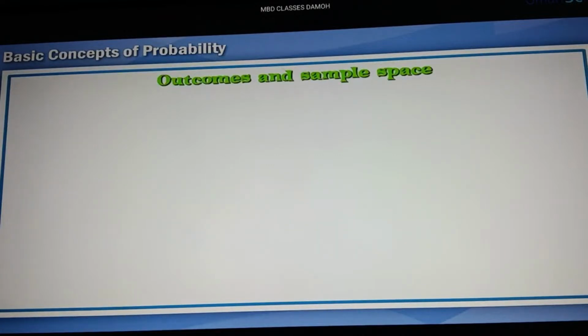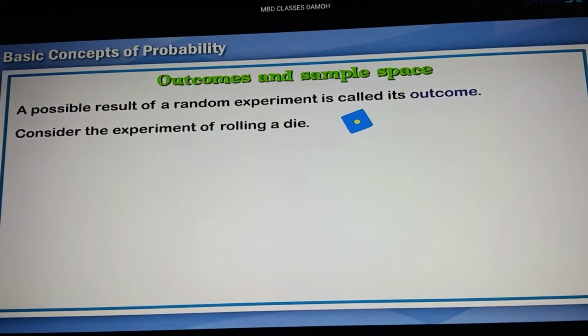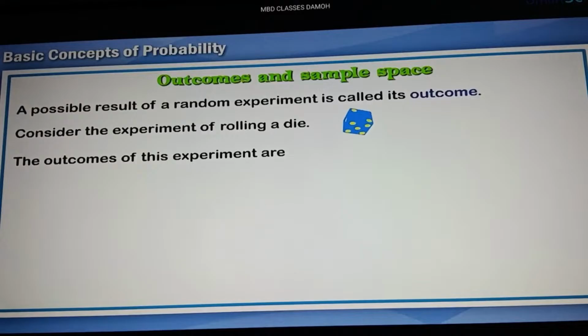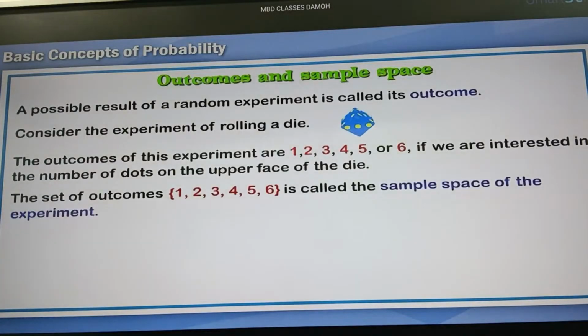Now let us see what are outcomes and sample space. A possible result of a random experiment is called its outcome. Consider the experiment of rolling a die. The outcomes of this experiment are 1, 2, 3, 4, 5, or 6 if we are interested in the number of dots on the upper face of the die. And the set of outcomes {1, 2, 3, 4, 5, 6} is called the sample space of the experiment.